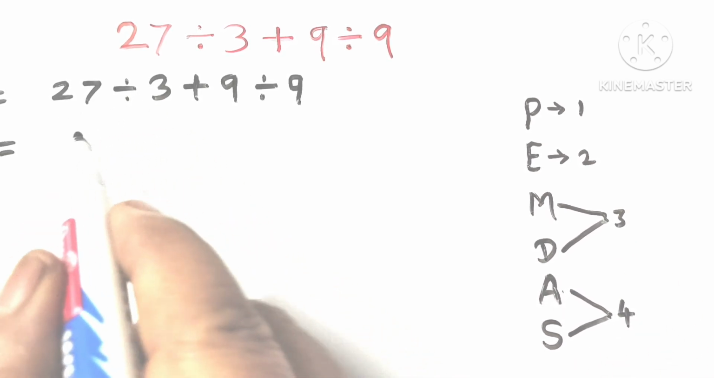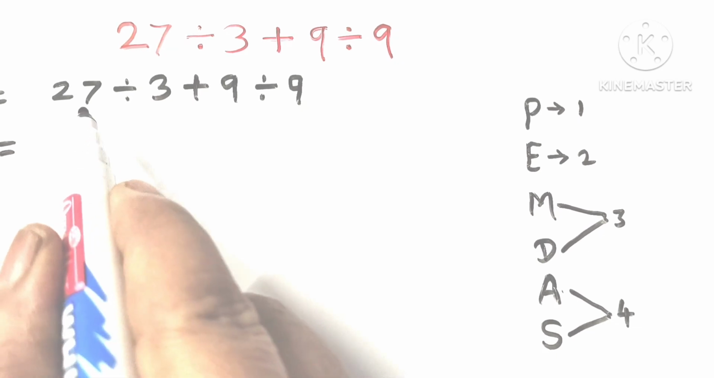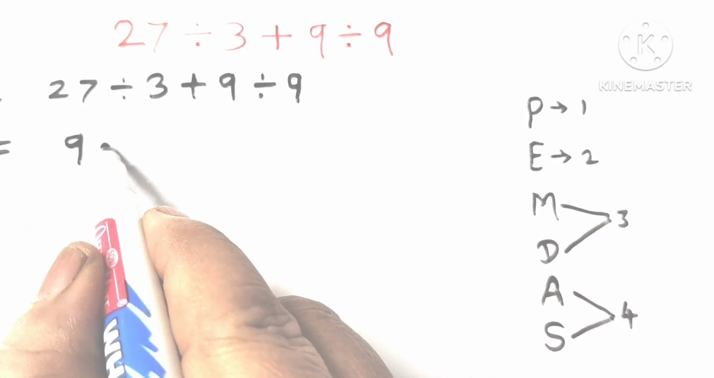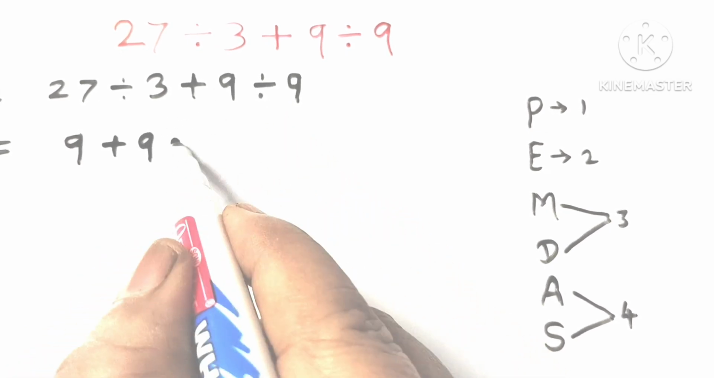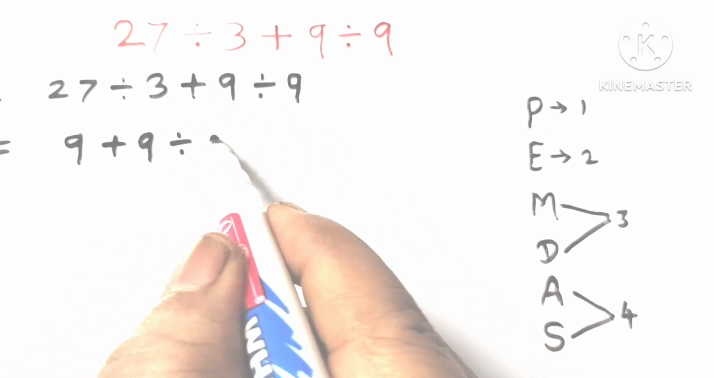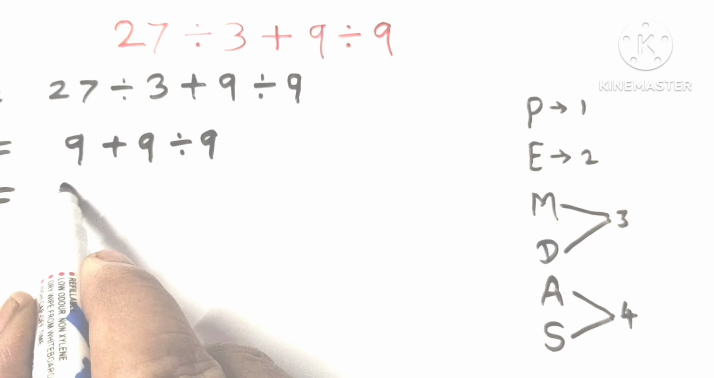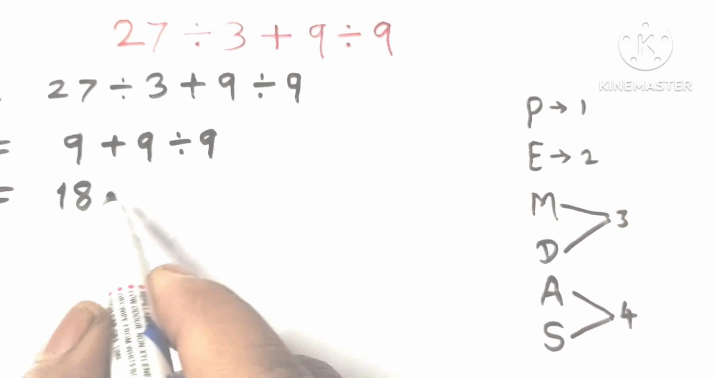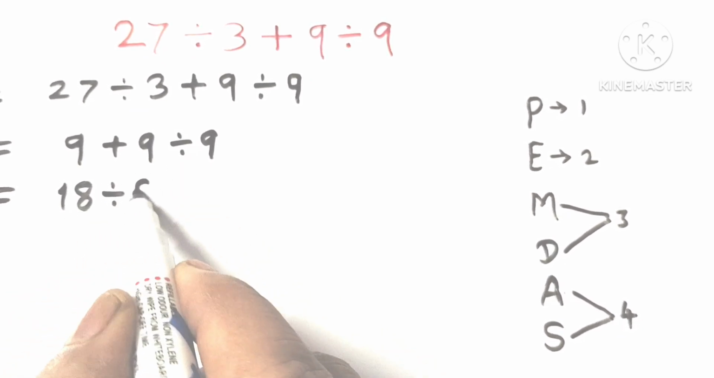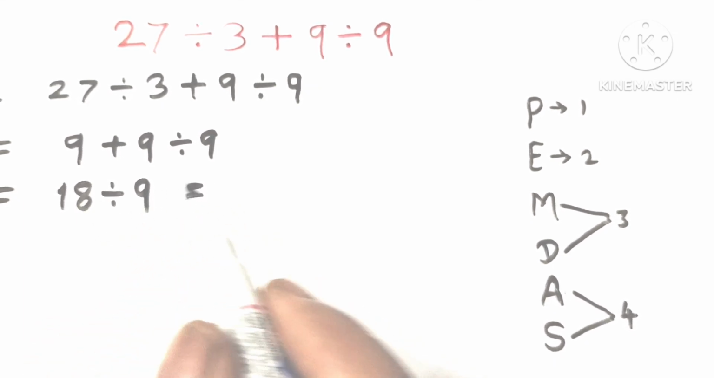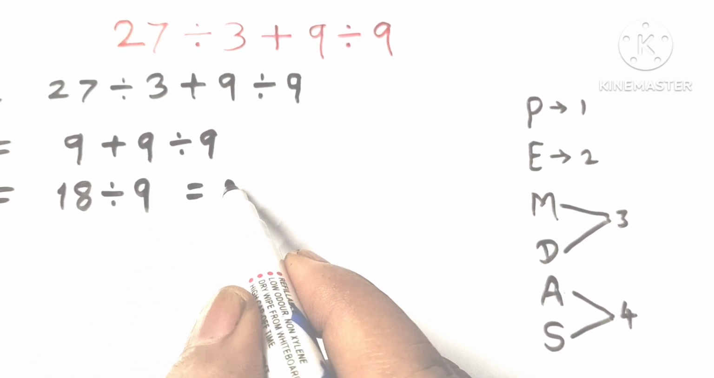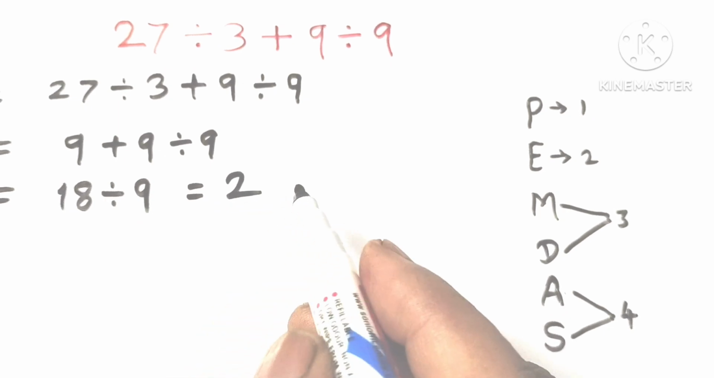Is equal to 9 plus 9 divided by 9 is equal to 18 divided by 9 is equal to 2.